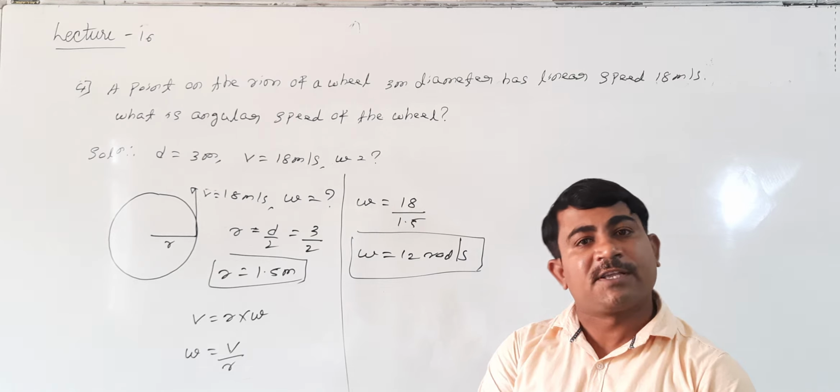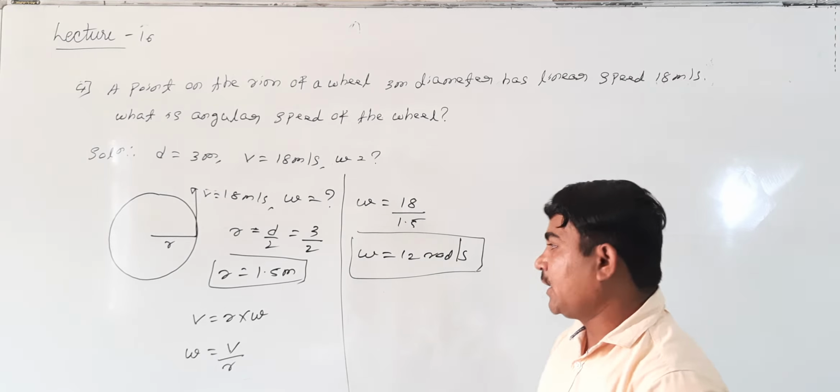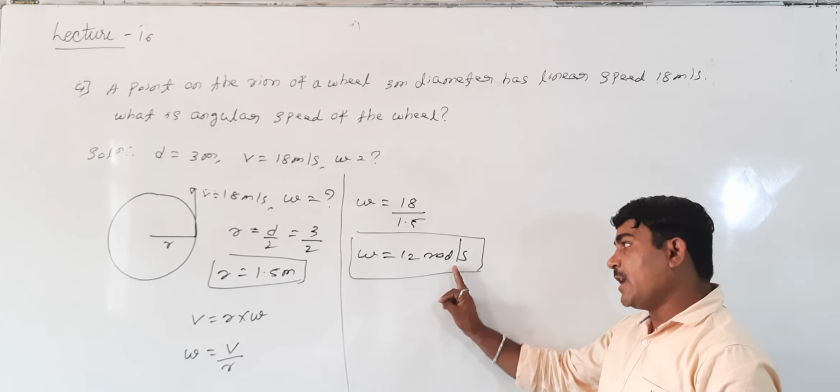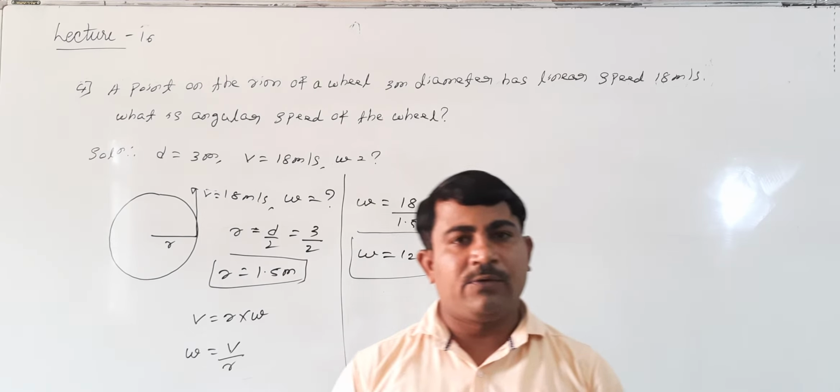Angular speed is measured in radian per second, because angular speed is angular displacement by time. Angular displacement is measured in radian, time measured in second. So the SI unit is radian per second for angular speed. Which is the answer for this numerical. Copy this numerical. We will see one more numerical.